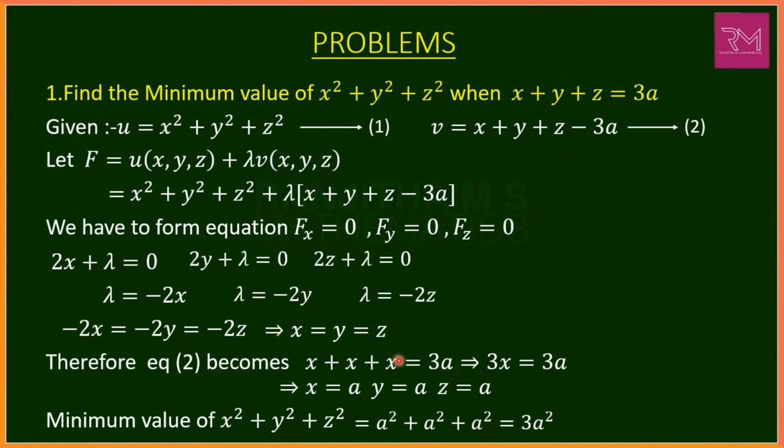To find the values of x, y, z, we have to substitute in the given condition. We get the values of x, y, z. After finding the x, y, z values, we have to find the minimum value or maximum value. Substitute those values in the function u. We get the minimum value or maximum value for the function. This completes the problem. We shall move on to another problem.